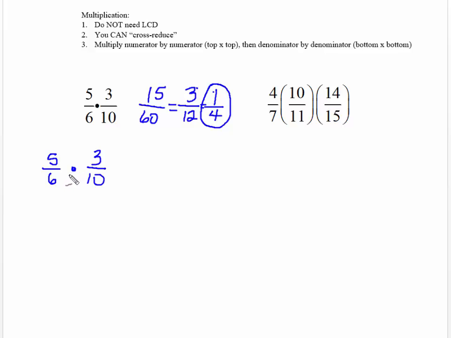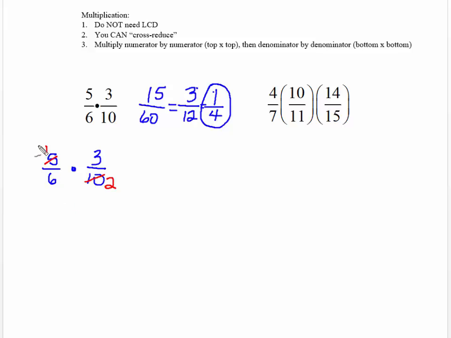So cross-reducing means I can reduce any fraction if and only if there's multiplication between it, whether it's top and bottom here or top and bottom here. So you have 4 sets of pairs. I can see if there's any common factor between these two, between these two, between these two, or between these two. So when I'm looking at this fraction, there's really nothing in common between 5 and 6. But between 5 and 10, there most certainly is a common factor. 5 will go into both. So 5 goes in here once, and 5 goes in here 2 times.